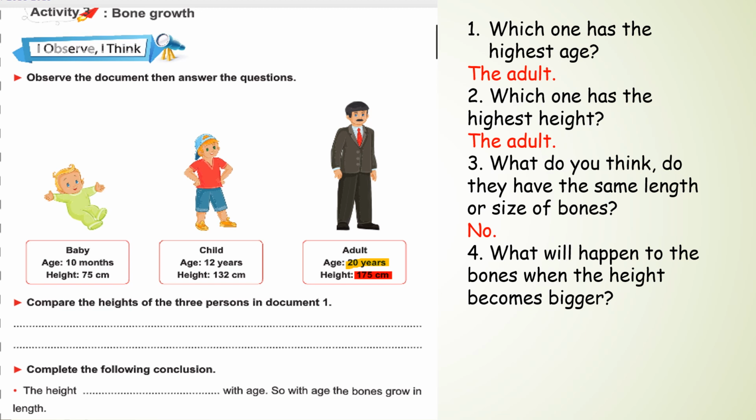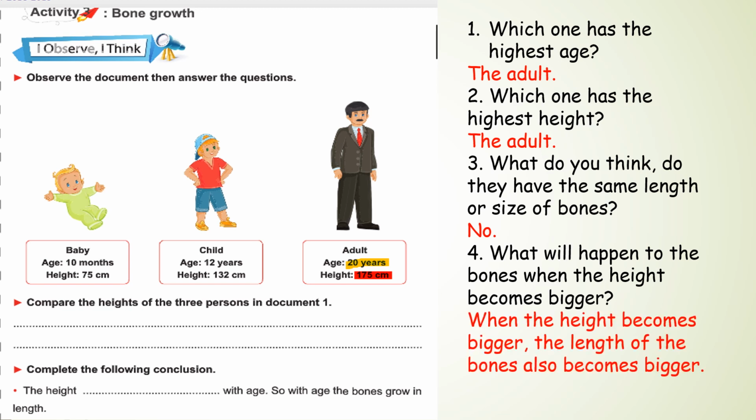If you want to take now this baby has a height of 75 centimeters, and the adult has a height of 175 centimeters. Do they have the same height? Of course no. What do you think? Do they have the same size of bones? Sure no. So what will happen here? When the height becomes bigger, the length or the size of the bones also becomes bigger. So as a conclusion, we can say that the adult has the longest bones or the biggest bones since he has the highest height.